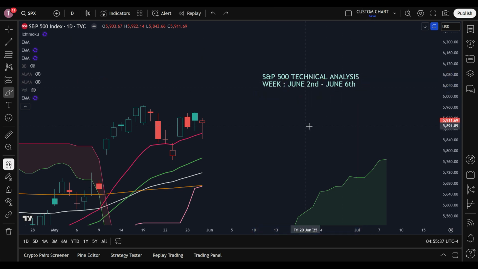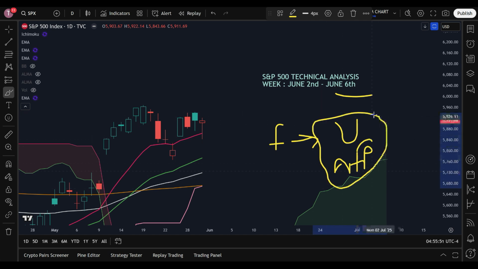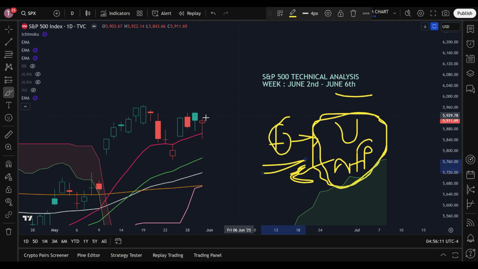Now, next week will be kind of blank. That means some data will be released, but the most important data will be on Friday, on June 6th, when the unemployment data and the non-farm payroll data will be released. So in terms of the data, this is the only significant data that can impact the movement of the market. Otherwise, there is nothing in terms of earnings or data as such from Monday to Thursday. Only on Friday this will be there.